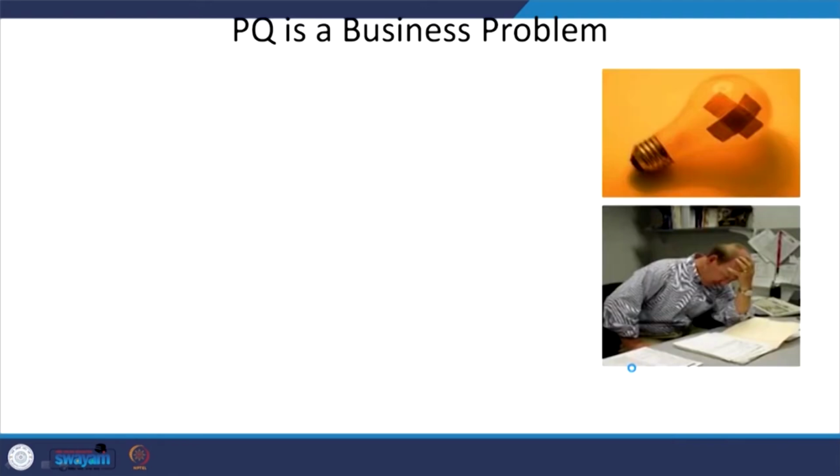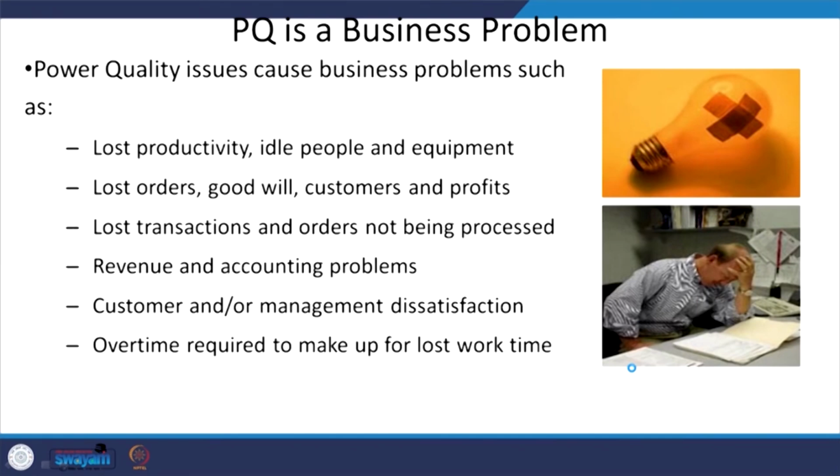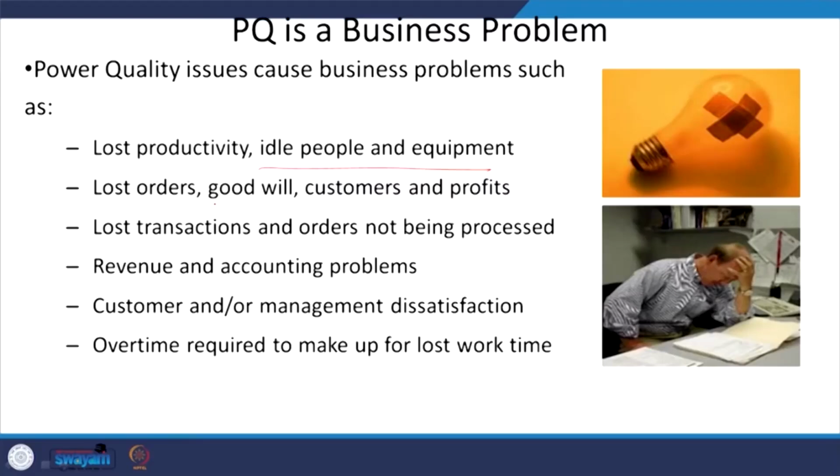Now, let us see power quality as a business problem, why ultimately someone has to pay. So, what happens? Loss of productivity, idle people and equipment because of the power loss, lost orders, goodwill, customers and profit, lost transactions if data is lost, orders not being processed, revenue and accounting problems, customer and management dissatisfaction, and overtime required to make up the loss of work.